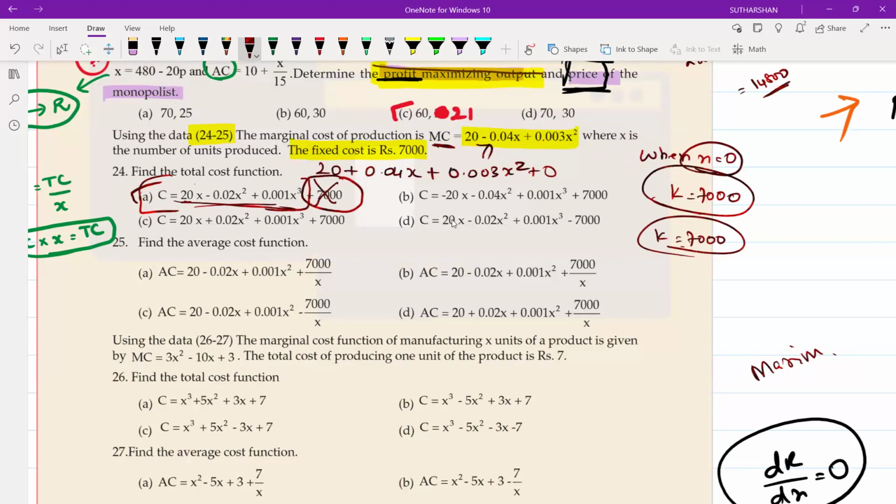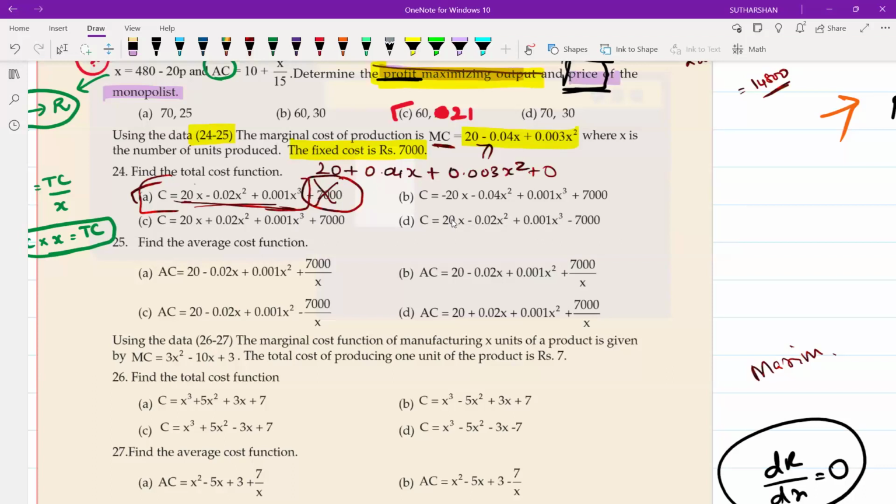Yes, sir. So that's what the process is. If I want to integrate, sir. If you want to integrate, I will teach you integration also. 20, if I do integration, it will become what? 20x minus 0.04. X is there, so it will be x square by 2. Correct?